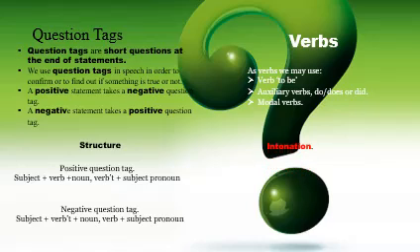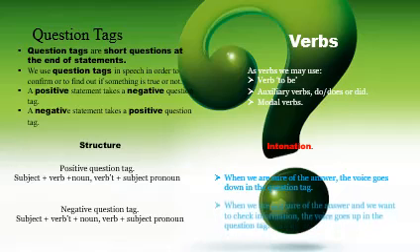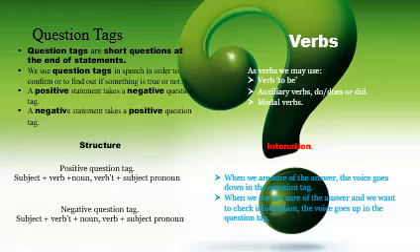So something about intonation. When we are sure of the answer, the voice goes down in the question tag. When we are not sure of the answer and we want to check information, the voice goes up in the question tag.